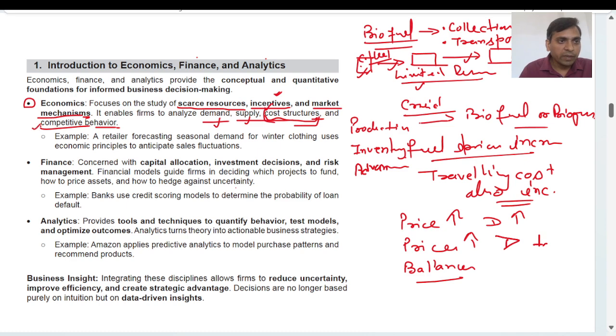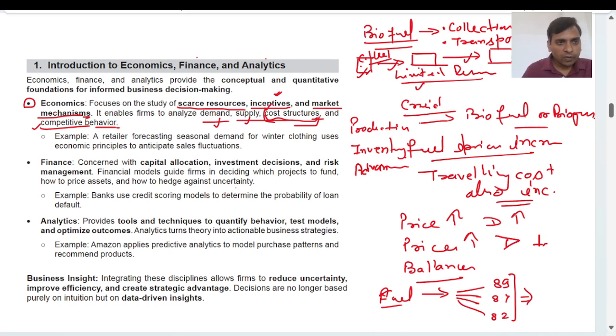And competitive behavior: it is the behavior of competitors. If the price of biofuel increases, different biofuels and different companies are available. Some competitors may give 89 rupees per liter, some may give 87 rupees per liter, and some may give 82 rupees per liter. This kind of behavior is considered competitive behavior.